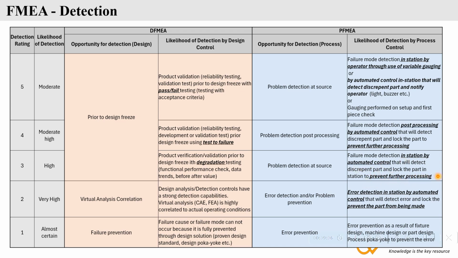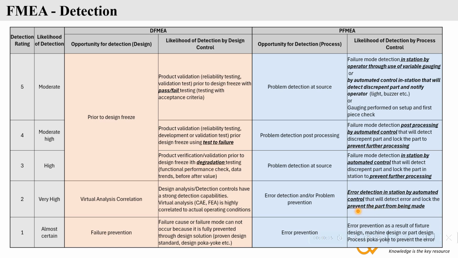Coming to 2, with respect to DFMEA, design analysis detection control have strong detection capabilities. Virtual analysis, CAE, FEA, is highly correlated to actual operating condition. It means you are virtually able to predict the failure. Your CAE and FEA are very highly correlated to actual operating condition. Then detection rating is 2.